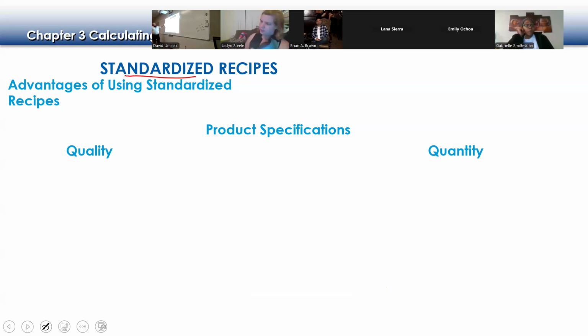Standardized recipes. With the standardized recipes, we have those ingredients and we have specifications for what those ingredients are. Quality is things about those ingredients in the recipe. The quantity is how much we're going to purchase. Okay.